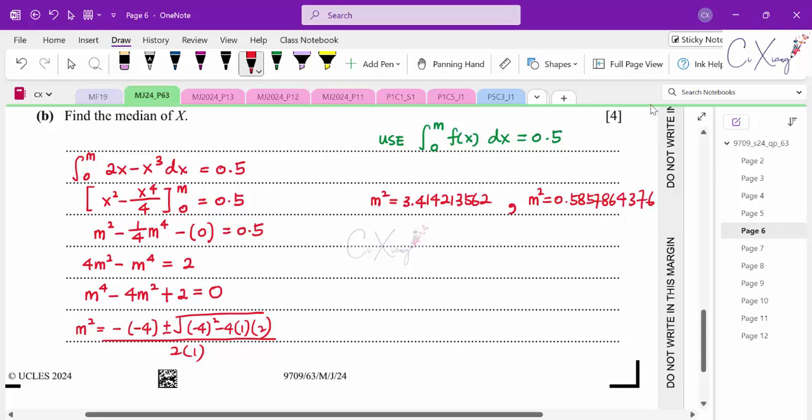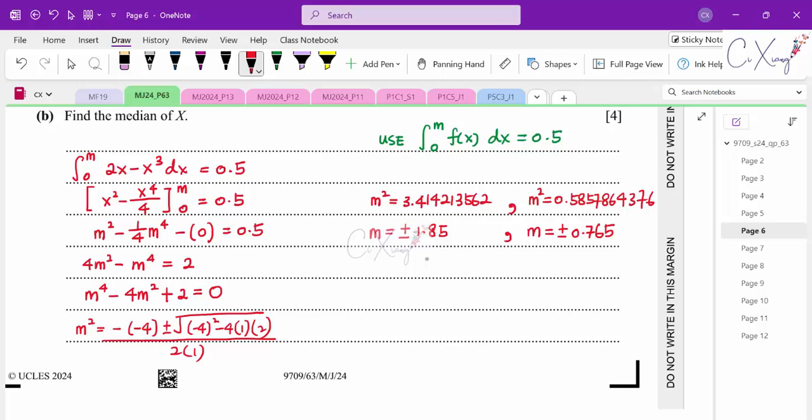Then to get the m from m square, I have to take square root both sides. When I take square root both sides, I have to consider plus and minus sign. So if I consider plus and minus sign for this answer, correct to three significant figure, I get plus minus 1.85. And for this second equation here, I got m equals plus minus 0.765. Now you have to double check and see which is the answer that I should accept as my median. So I'm having plus minus 1.85 and also plus minus 0.765.